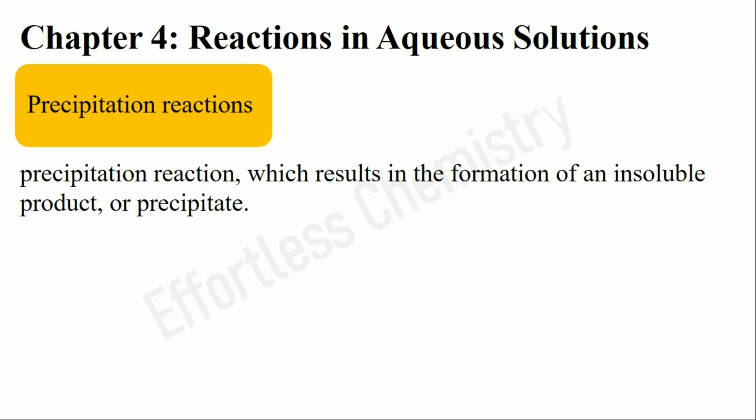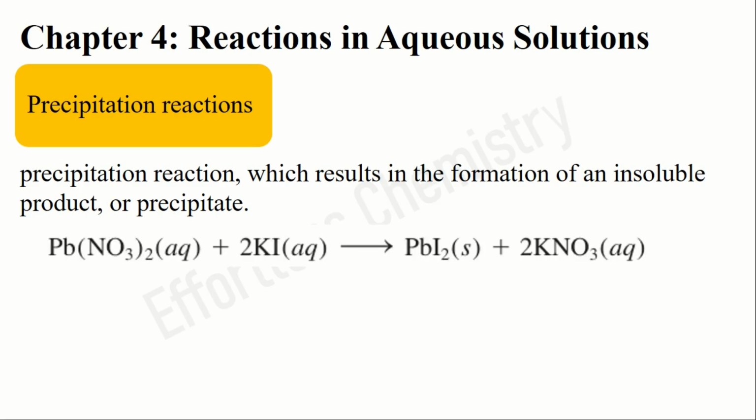Precipitation reactions usually involve ionic compounds. For example, when an aqueous solution of lead(II) nitrate is added to an aqueous solution of potassium iodide, as you can see here, a yellow precipitate of lead(II) iodide is formed. So this product is solid and it precipitates.